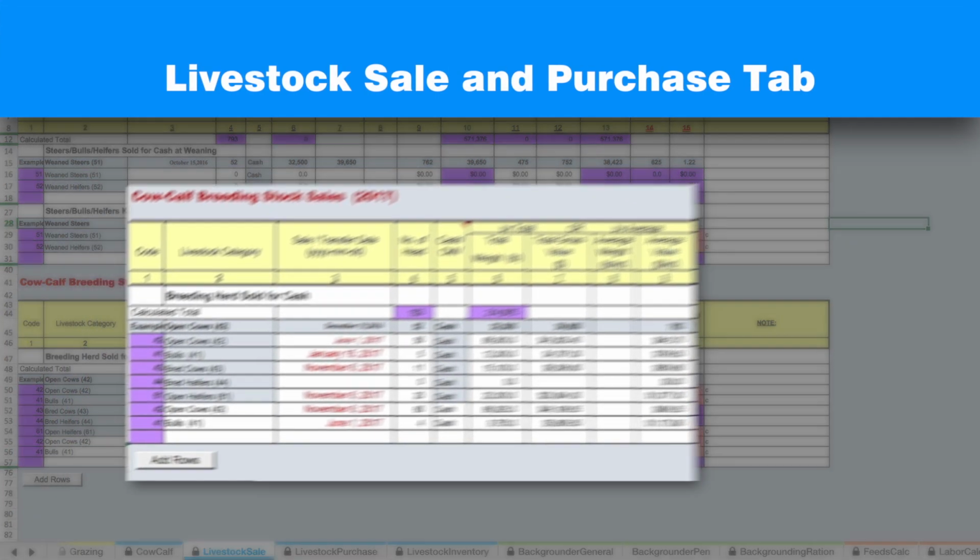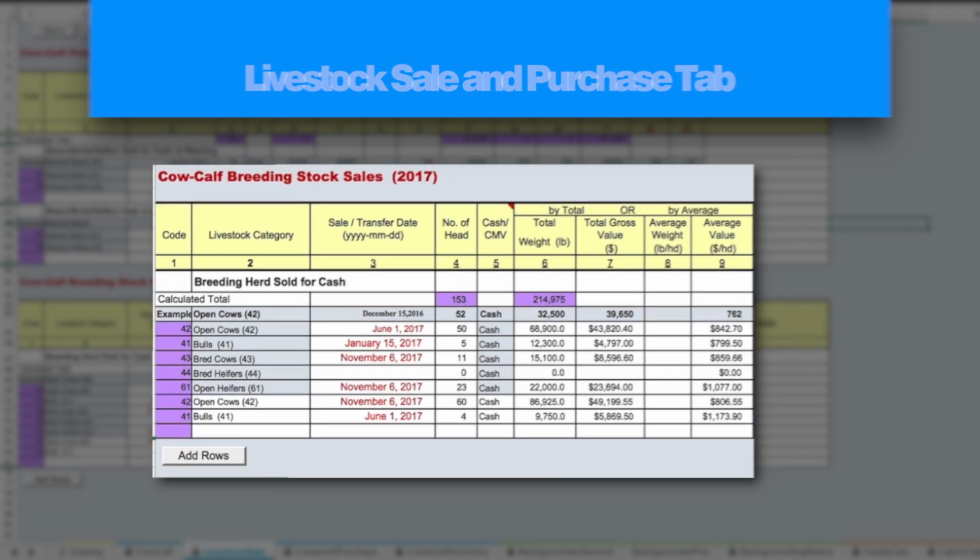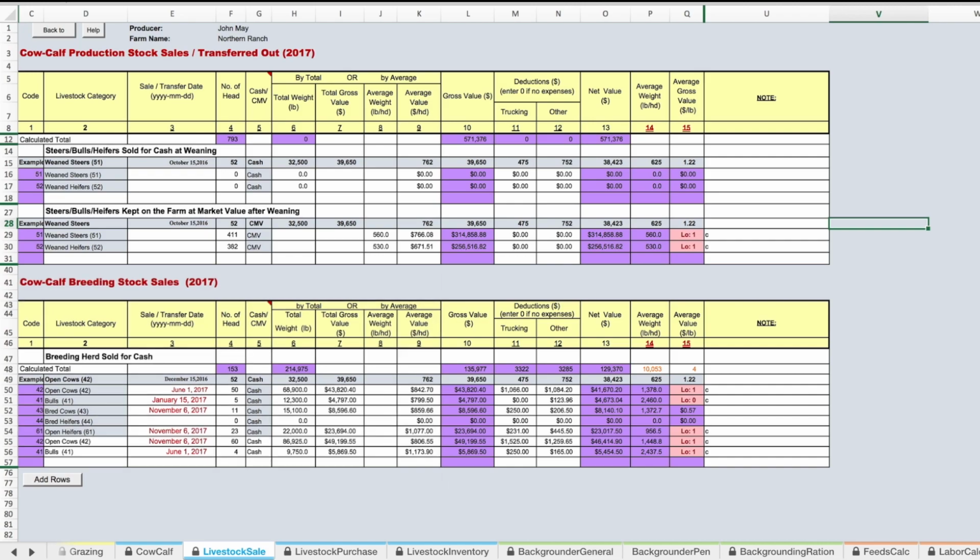On both the Livestock Sales and the Livestock Purchased worksheets, make sure you are listing the sales transferred out date that occurred during the surveyed year. If you are unsure about the exact date, approximate the actual date the transaction occurred.